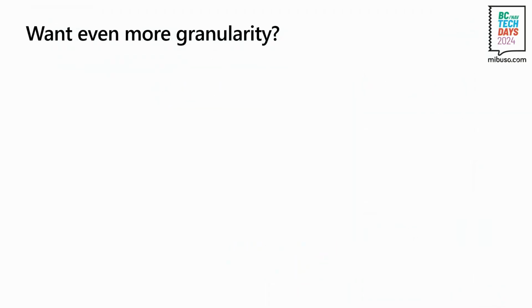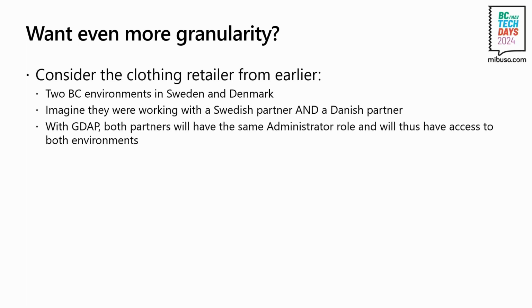So GDAP gives you a lot more granularity than we had in the past, but there's one dimension of granularity that it doesn't give us, which is one thing that we have received requests from customers to support. And that is illustrated by this example. So let's say, continuing Rayner's example, we have 2 environments, one in Sweden, one in Denmark. And let's say for the Swedish environment, I have a Swedish partner that should manage it. And for the Danish environment, I have a Danish partner. How do I give them access to the right environments?